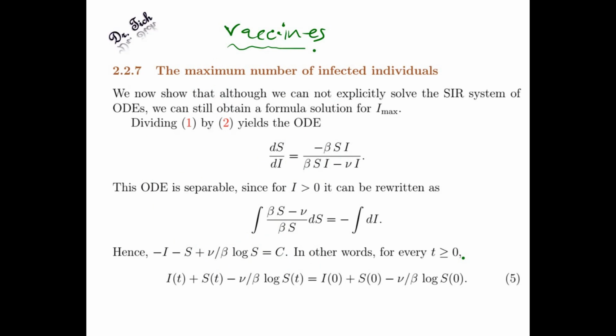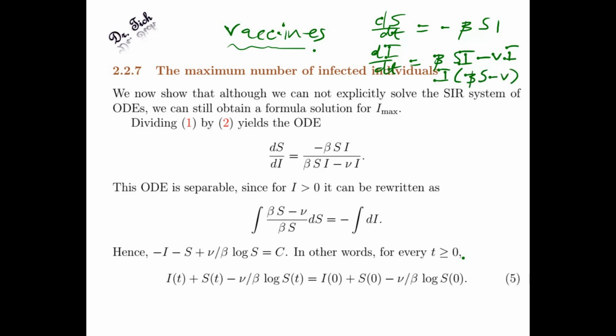But we can't do that with this system of three nonlinear differential equations. But what we can do is give some sort of analysis. The first thing that we want to do now is to say, look, given that dS/dt is equal to minus beta SI, and we also have dI/dt, which is equal to beta SI minus vI. So in other words, I can be factored out, then we've got I times beta S minus v. These are equation 1 and equation 2. So we want to divide equation 1 by equation 2.